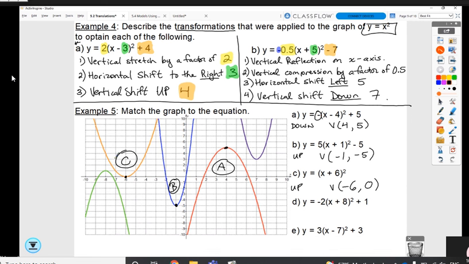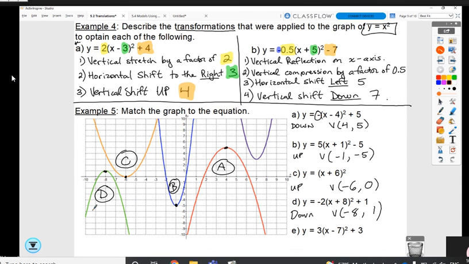How about this one? Well, there's only 2. One's facing down, one's facing up. You can almost kind of do it. But just for funsies, this one's going down. The vertex is negative 8, positive 1. So negative 8, positive 1. This has to be D.